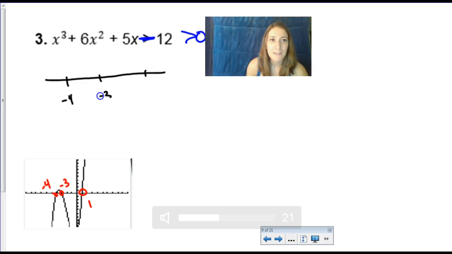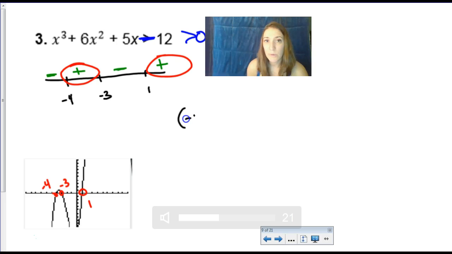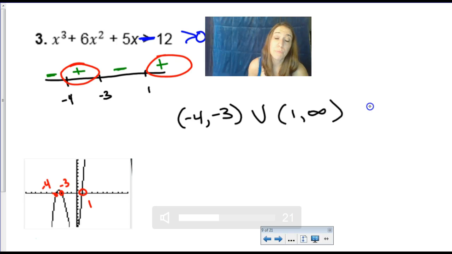So -4, -3, and 1. I can see from my picture here that on this side of -4, my function is below the x-axis, so it's a negative function, and then it pops above the x-axis, so it's positive, and then it's negative again, and then it's positive again. So when is my function greater than 0 would be here, and then here, but notice it doesn't say equal to 0. So not including the endpoint here, so -4 to -3, it is positive. And then it's also positive from 1 to forever because it goes up, up, up. Notice no brackets there.